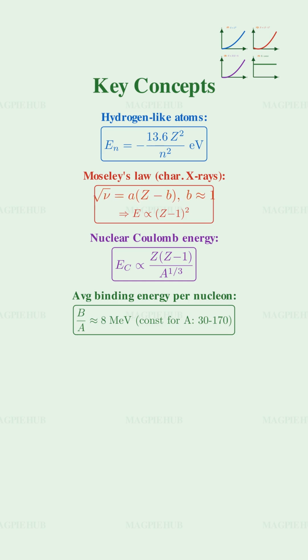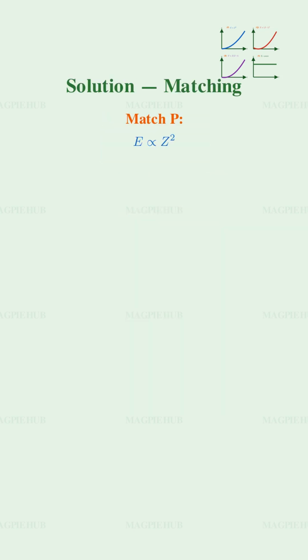Third, the Coulomb energy term in the semi-empirical mass formula for nuclei is proportional to Z times Z minus 1 over A to the 1/3 power. Fourth, average binding energy per nucleon is roughly constant at about 8 MeV for mass numbers between 30 and 170. Let us now match each pair.